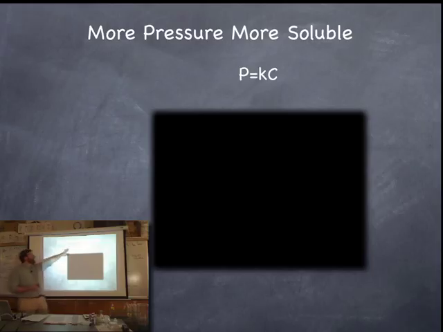Now, there's an equation that you can use to describe this. It's very simple, right? Pressure, concentration, some proportionality constant. Increasing the pressure increases the concentration of gases. Decreasing the pressure decreases the concentration of gases. K is just some constant, some number that's probably going to change with the gas and some other things. But it's just a proportionality constant to make the units and the conversion work between pressure and concentration.